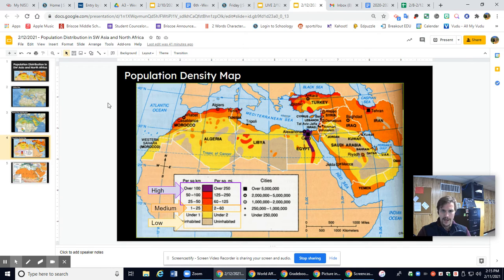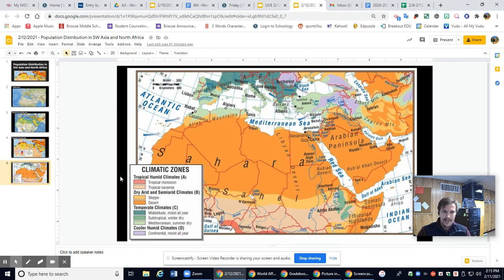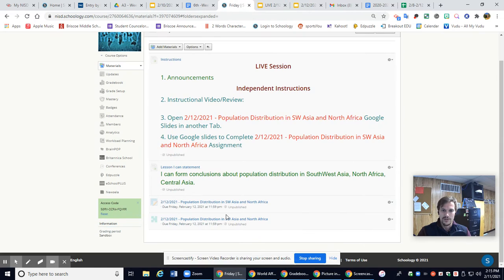Now we have the population density map. This will come up several times during your assignment. And then lastly, the thematic climate zones map. So you're going to use these 5 maps to help you answer the questions on your assignment today.